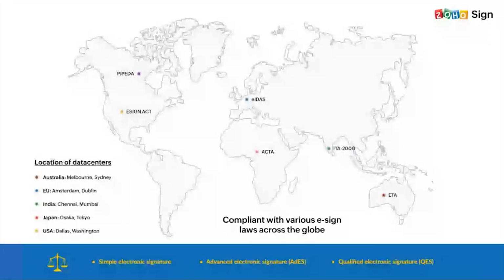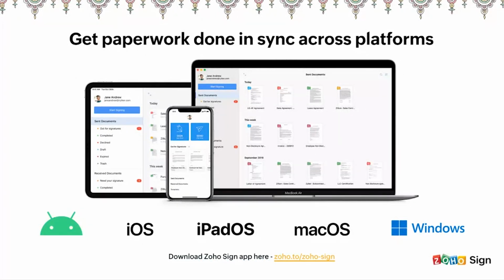Zoho Sign has multiple secure data centers located in various cities across the world, which enable storing and processing data locally and subject to regional privacy laws. The Zoho Sign app is available across all popular platforms. It is accessible on any device through the web browser or as native applications for Android, iOS, iPadOS, macOS, and Windows. Also, your Zoho Sign account is synchronized across all the devices you have logged in, and therefore you can switch between devices and platforms seamlessly.